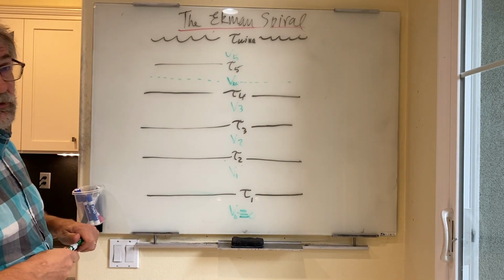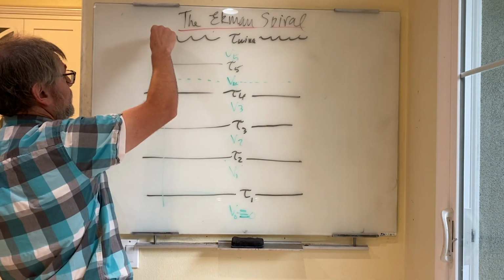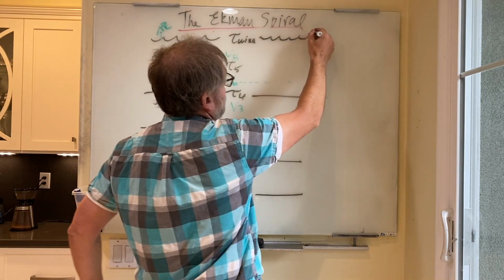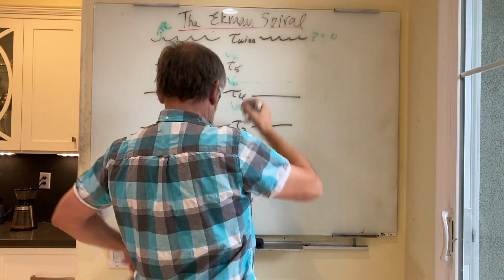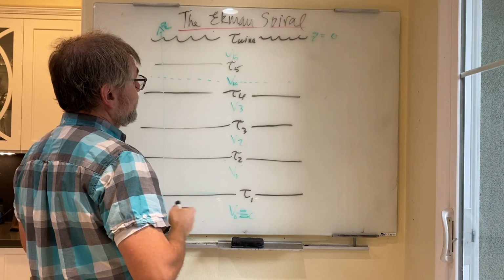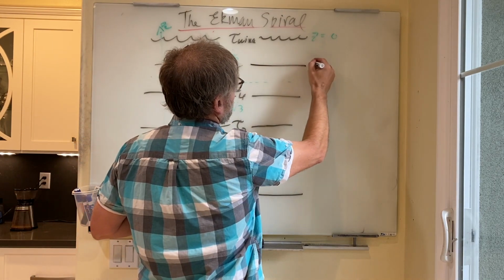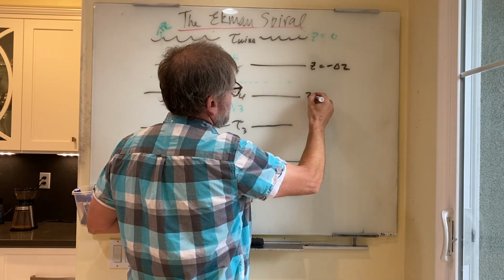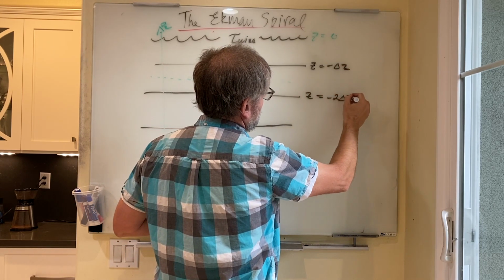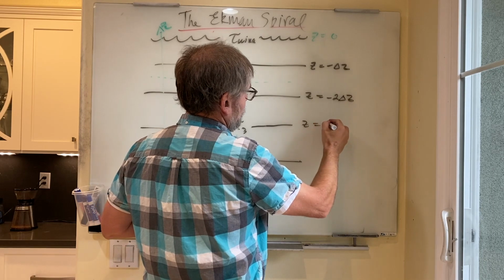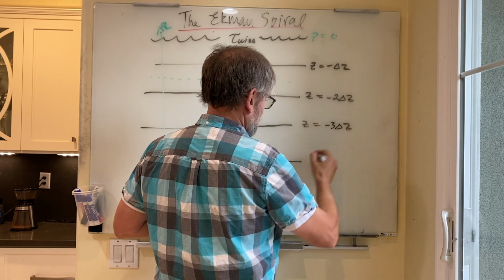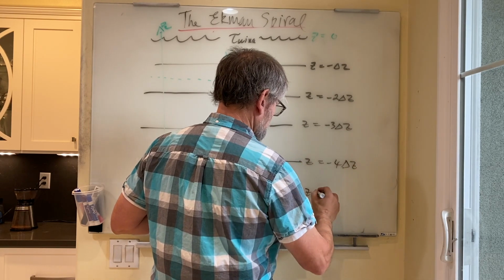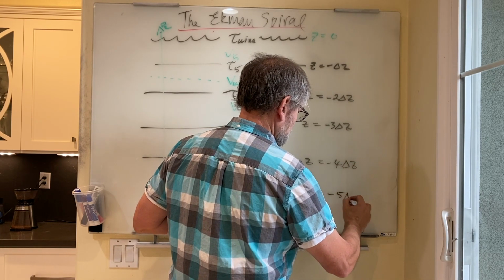So the variables on our finite mesh, this is z, and this is z equals 0. And over here, this would be z is equal to minus delta z, z is equal to minus 2 delta z, z is equal to minus 3 delta z, z is equal to minus 4 delta z, and z is equal to minus 5 delta z.